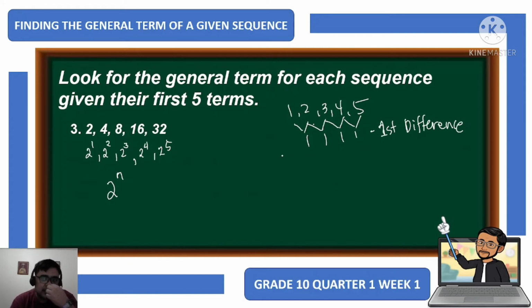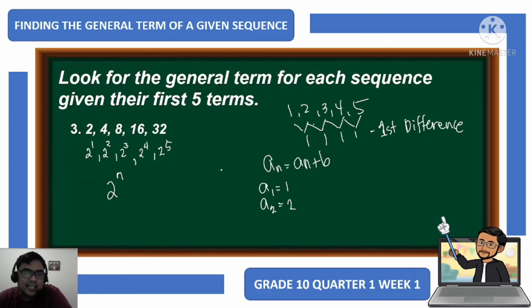Okay, so ano hanapin natin? Yung linear form. So, a n plus b. So, again, our a sub 1 is 1. First term is 1. Ang second term natin is 2. By the way, itong tinutukoy ko yung exponent lang ha. That is not the original sequence. Okay? Kasi ang exponent lang yung may pattern sa kanila.